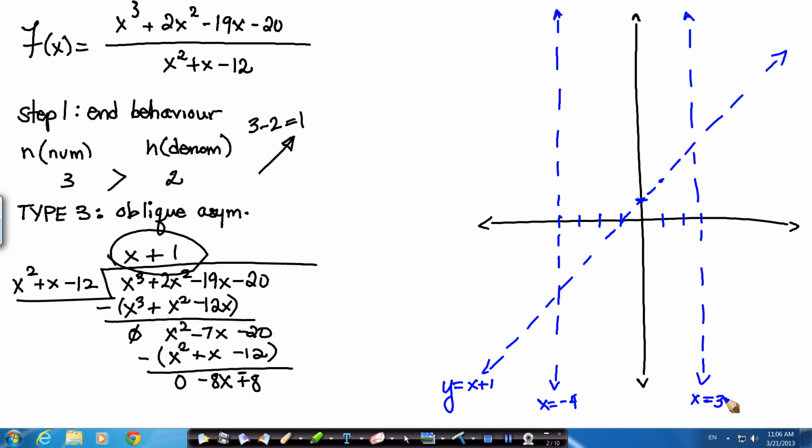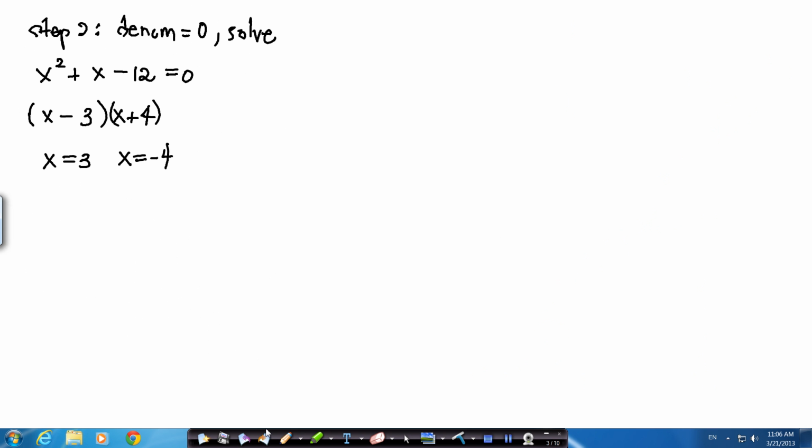All right, next step. Let's go back to our scratch paper here. Step 3.